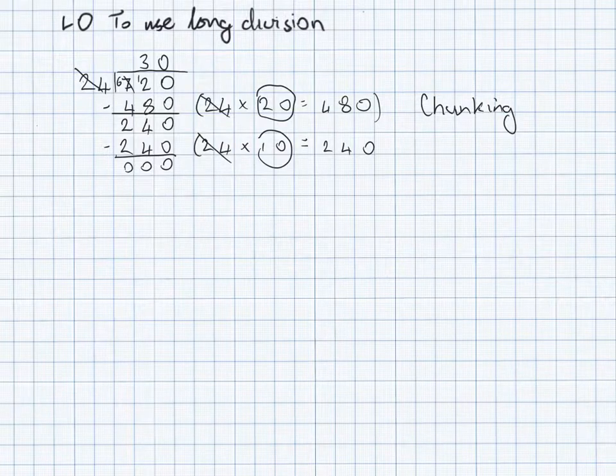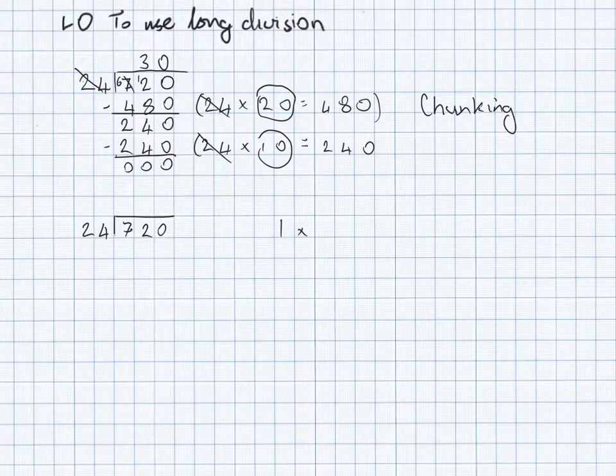Method 2 is called the bus stop method. Again, working with the same calculation, we've got 24 into, and I deliberately rule both these lines, into 720. At this point, it's good practice to write out some of the 24 times table.